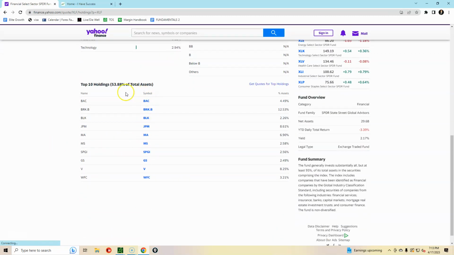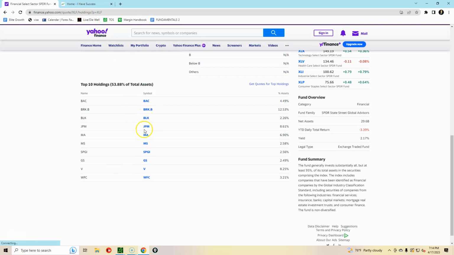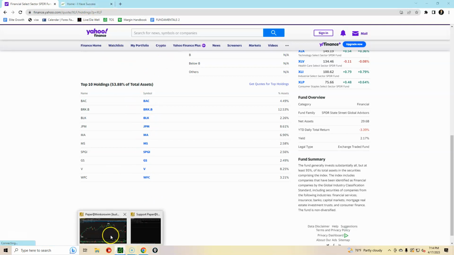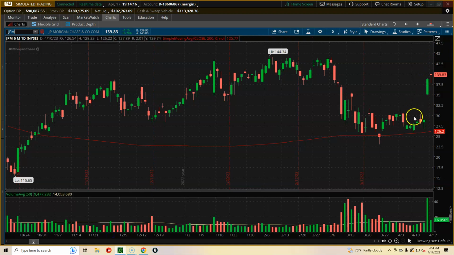Look at this. This tells us the top 10 holdings of XLF. That's almost 54% with these stocks. And here it is: JP Morgan Chase, Berkshire Hathaway, Goldman Sachs, Visa. We could look at all those individually, but we see here what happened with JP Morgan Chase. I'm sure that added a nice amount of upness to the XLF.